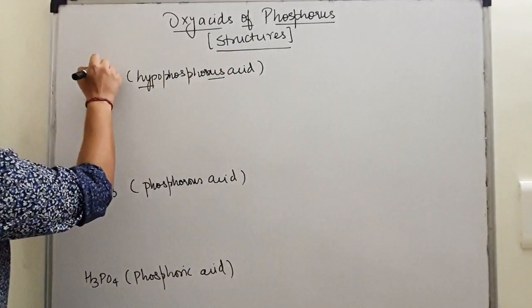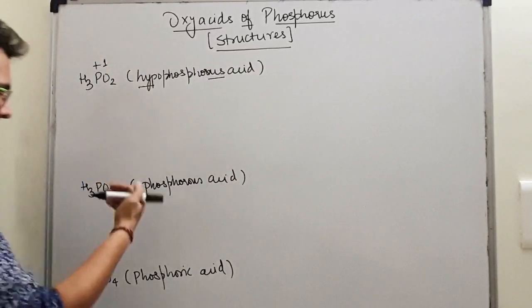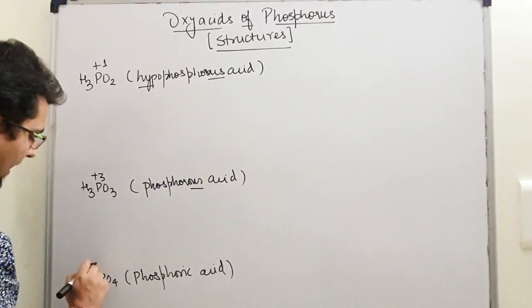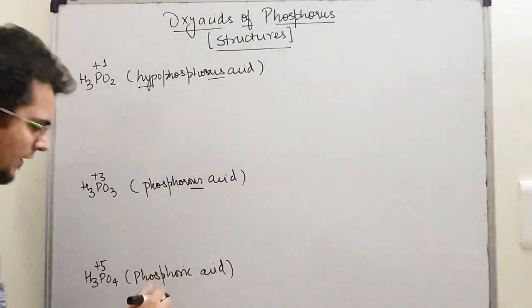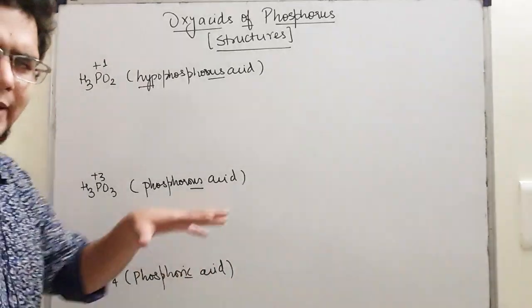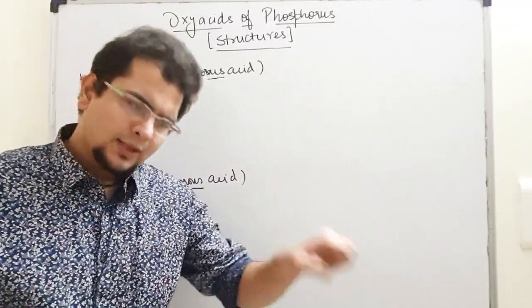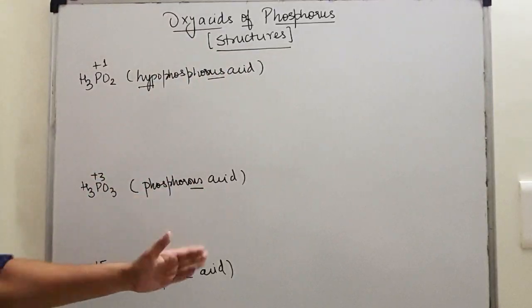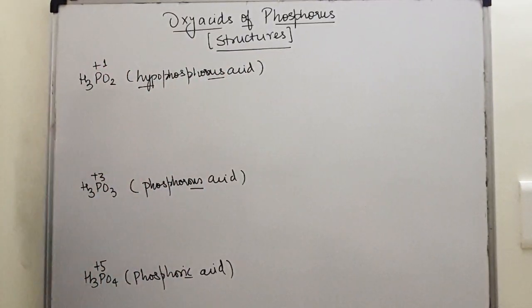Hypo-ous means lowest oxidation state. One higher, that means +3, you will get ous, and the highest of phosphorus is +5, that is ic acid. So highest is ic, just one lower is ous, one more lower is hypo-ous. So hypophosphorous, phosphorous and phosphoric acid, these three names are very important.